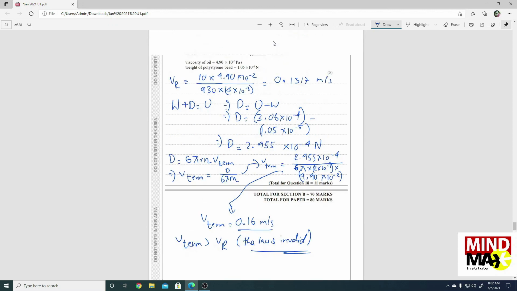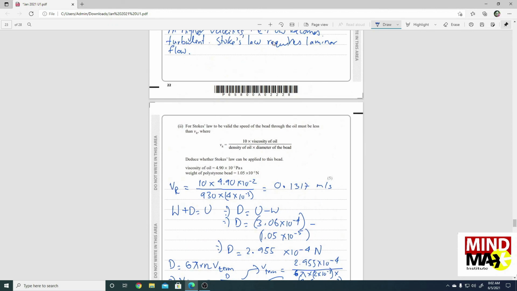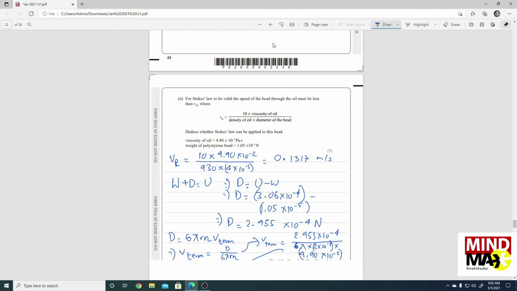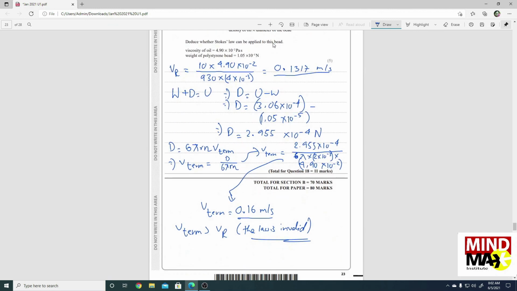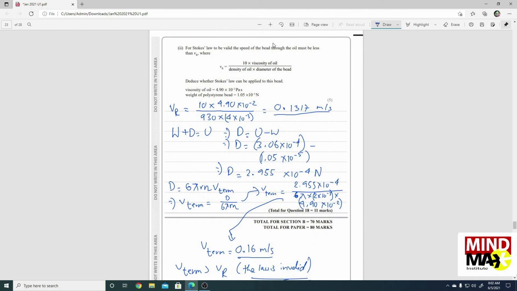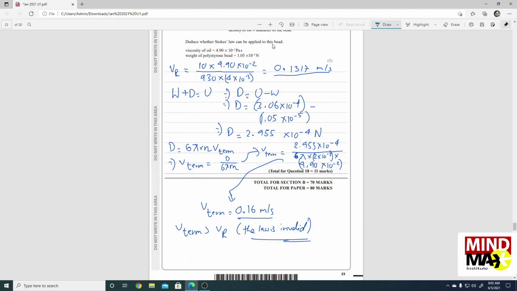And for Stokes' law to be valid for this question, we have to make sure that the terminal velocity is actually less than VR, which is 0.1317. And as we can see, the velocity that we are getting is actually more than the VR value. So that means in this question, it's not following Stokes' law. So the law is invalid for this question.